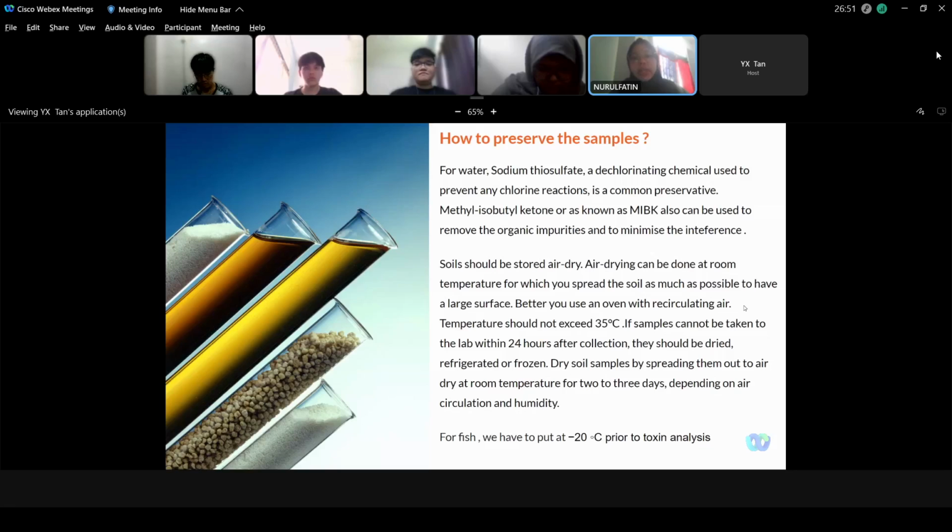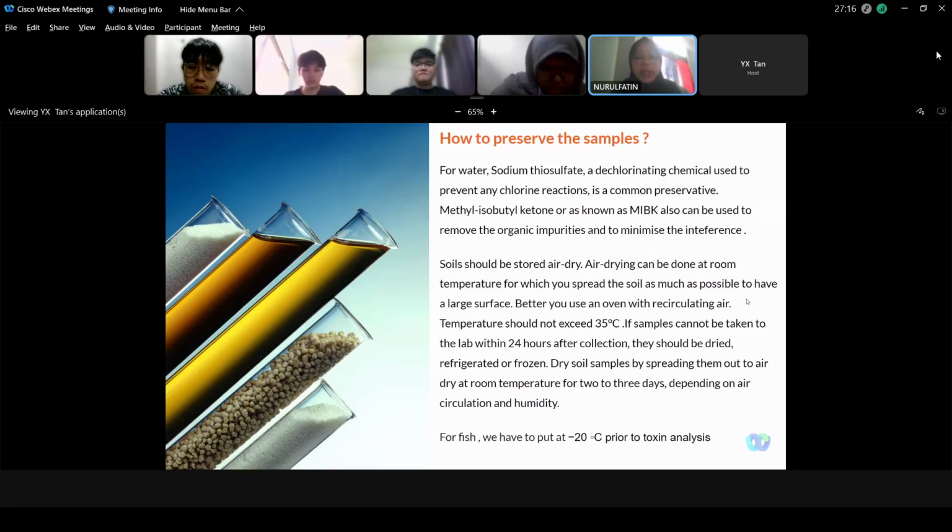Air drying can be done at room temperature, for which you separate the soil as much as possible to have a large surface. Better, you use an oven with recirculating air. Temperature should not exceed 35 degrees Celsius. If samples cannot be taken to the lab within 24 hours after collection, they should be dried, refrigerated, or frozen.